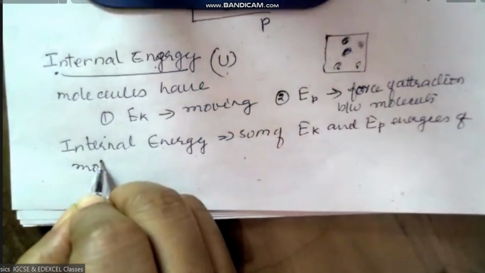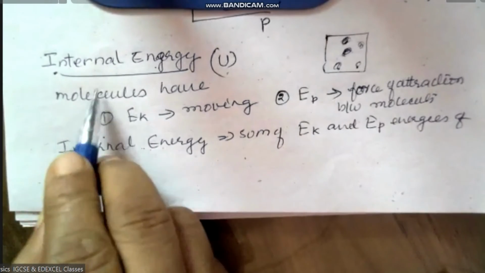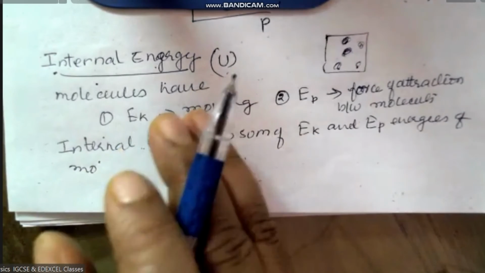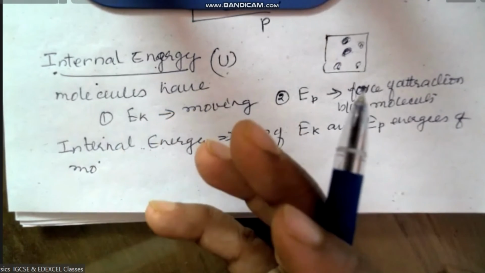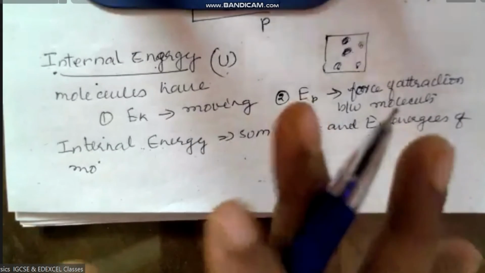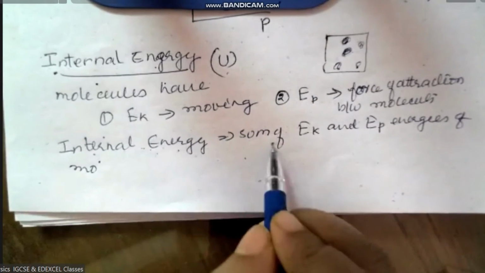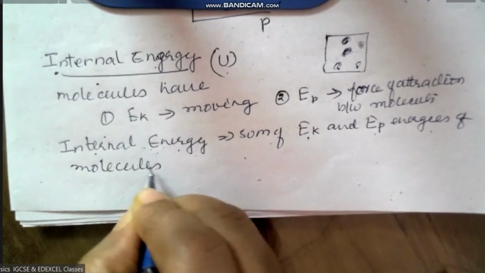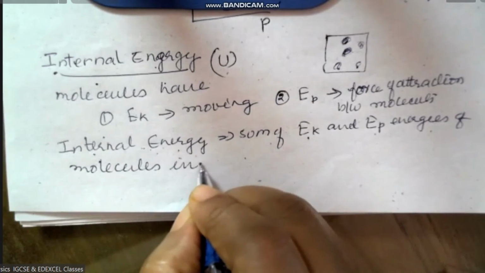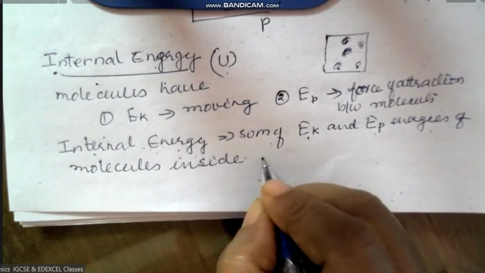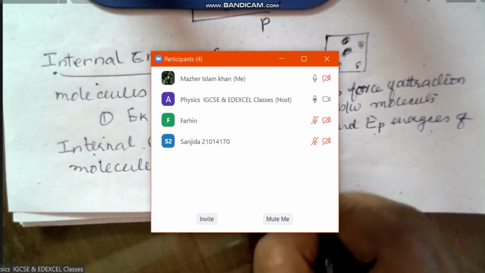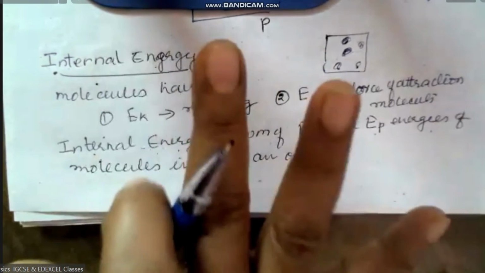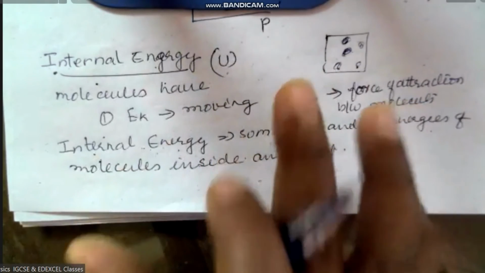So this is a microscopic property. Internal energy is called a microscopic property because it deals with the microscopic things inside an object, nothing but molecules. Internal energy is the sum of kinetic and potential energies of the molecules or particles in an object. This is what internal energy means.